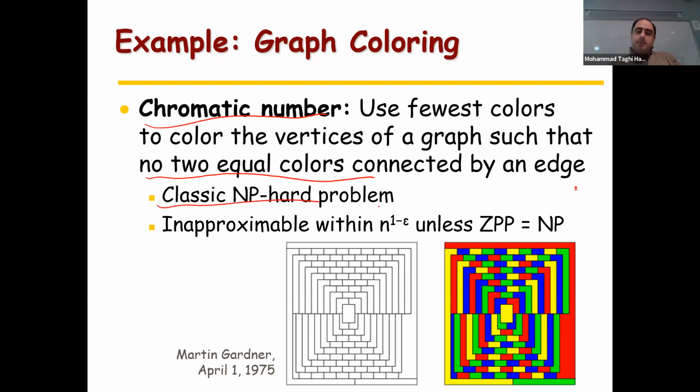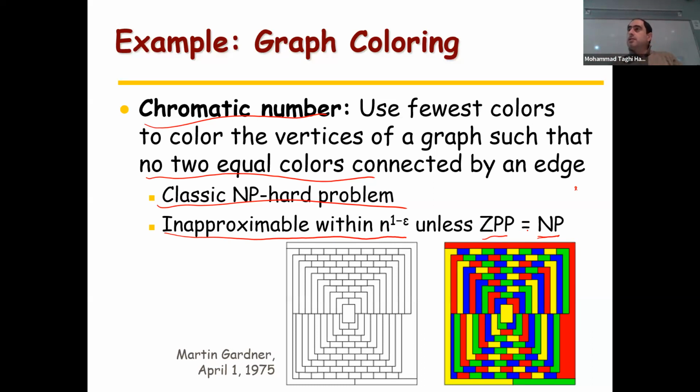This is a classic NP-hard problem, and it is inapproximable within a factor n to the 1 minus epsilon, unless ZPP, some kind of generalization of P, is equal to NP. So under this complexity assumption, there is no n to the epsilon. What's the meaning of that? Not better than n to the 1 minus epsilon.